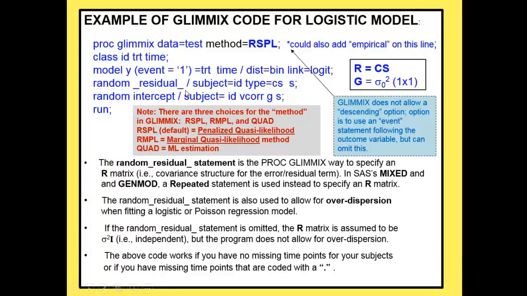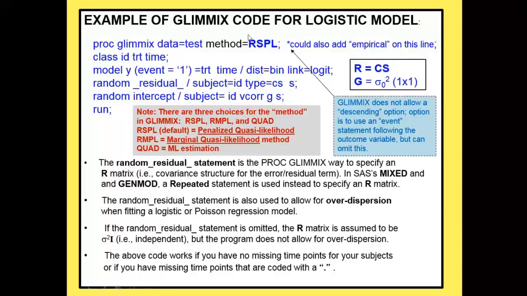Toshihiro came up to me and asked me, do you really need this underscore business? Could you just write random residual without the underscore? And the answer is yes. I don't know why they wrote it like that originally in the user's guide, but if you just write random, space, residual, and I don't even know if you need a space, and then a slash, you're okay. You'll be able to get an R structure.